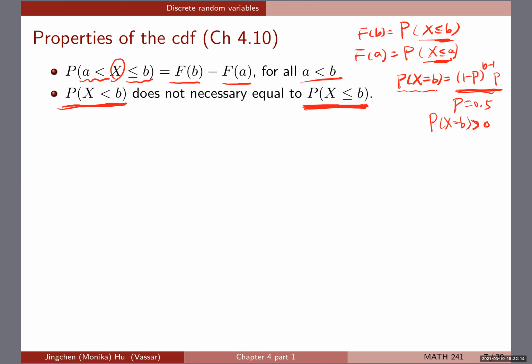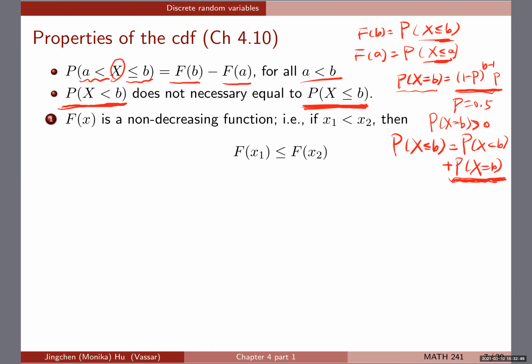So another way to put it is that the probability of X smaller or equal to B, which is our definition of the CDF, is the probability of X smaller than B plus the probability that X equals B. Obviously, depending on whether this last probability is 0 or not, if it's 0, then these two are equal. If not, they are not equal to each other. So this is another good way to think about how we can understand this particular property.